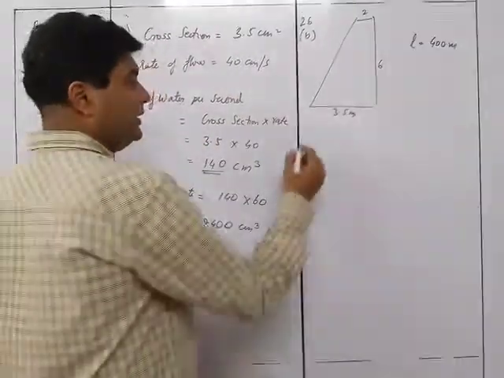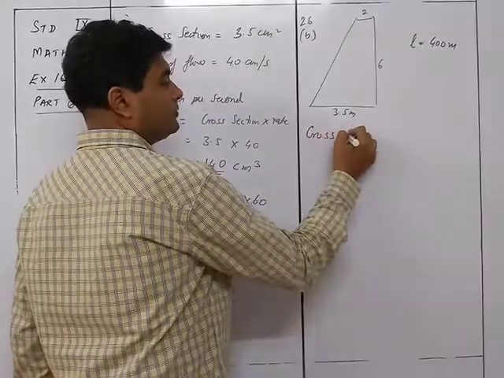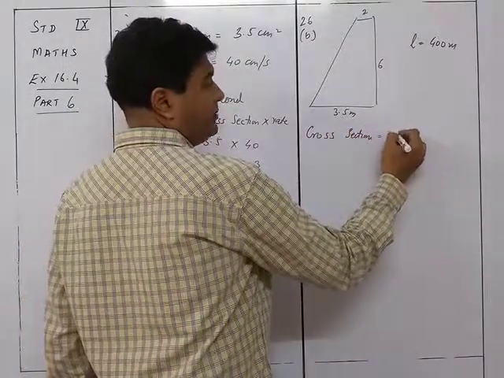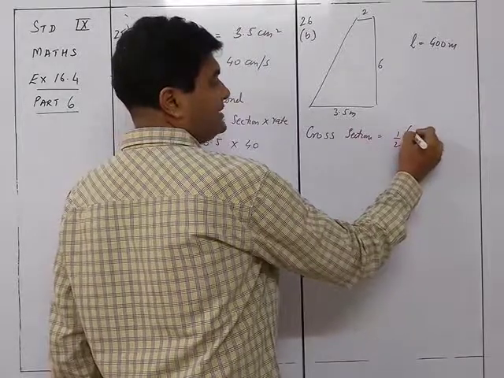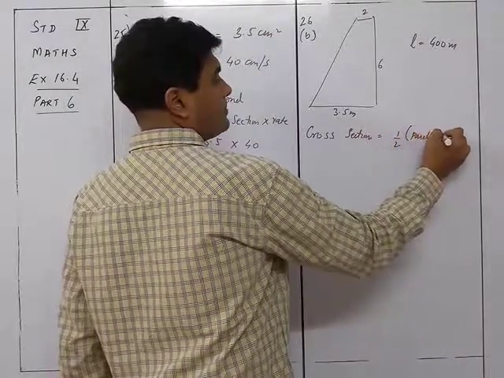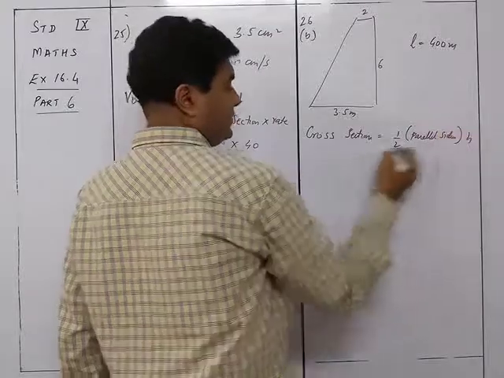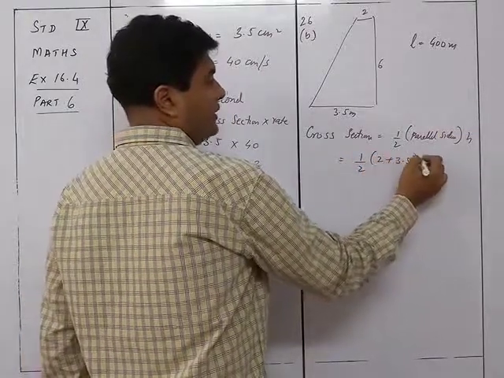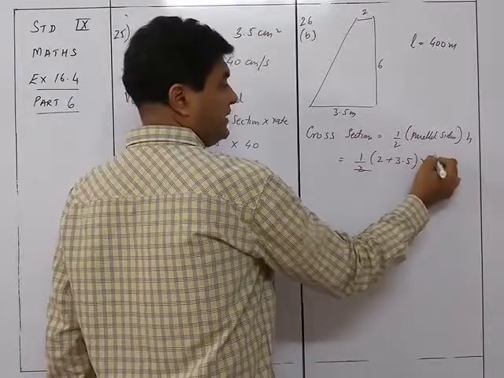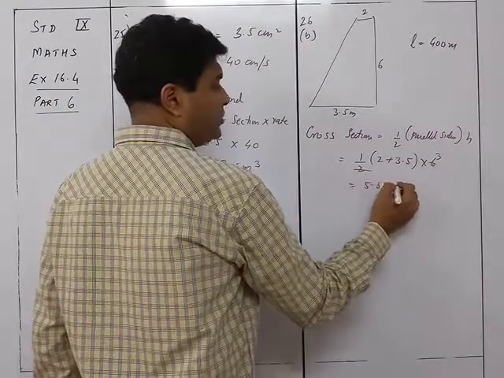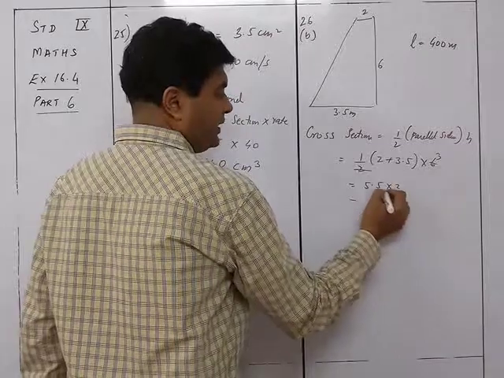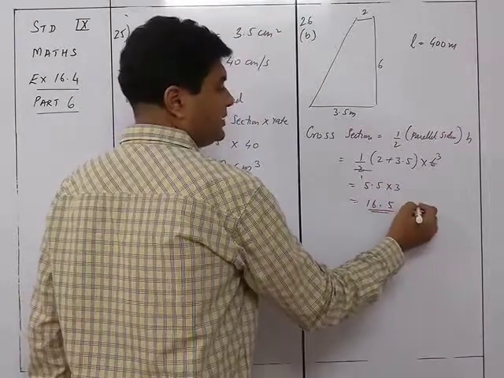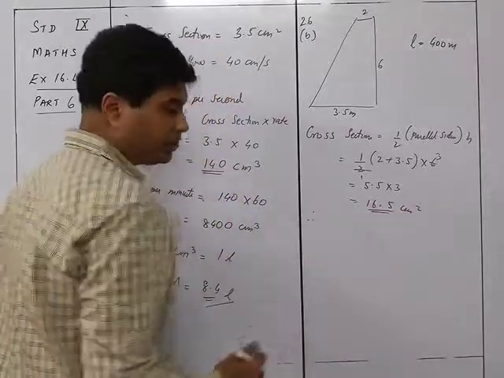So very simple. Cross section is equal to area of trapezium. So what is area of trapezium? Half into sum of parallel sides into height, which is 1 upon 2. 2 plus 3.5 into height is 6. So this is 3. This is 5.5 into 3. 5 threes are 15, 15, 16. 16.5 meter square.